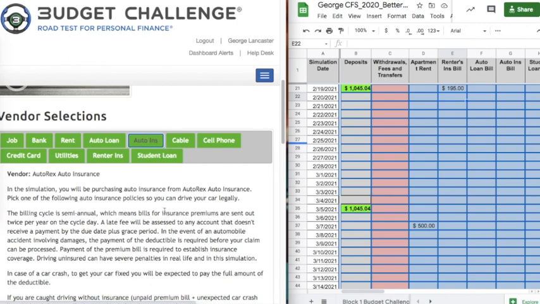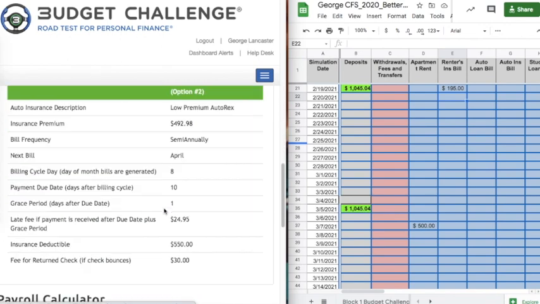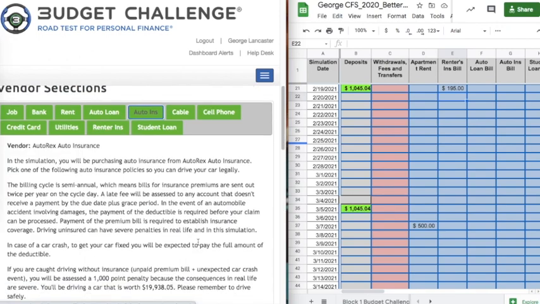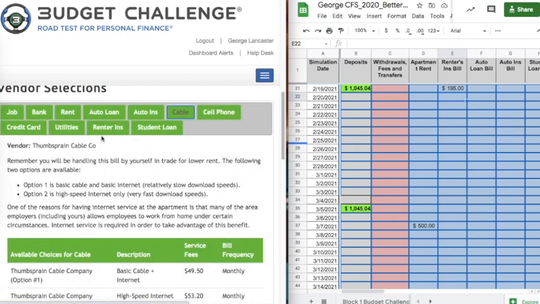The auto insurance is only due once, and that's billed April 8th. It's due 10 days later. That's during our simulation, so I need to make sure I put that one in there as well. And so you can fill in the rest of these where they are in the spreadsheet. Let me know if you have any questions for all of those.